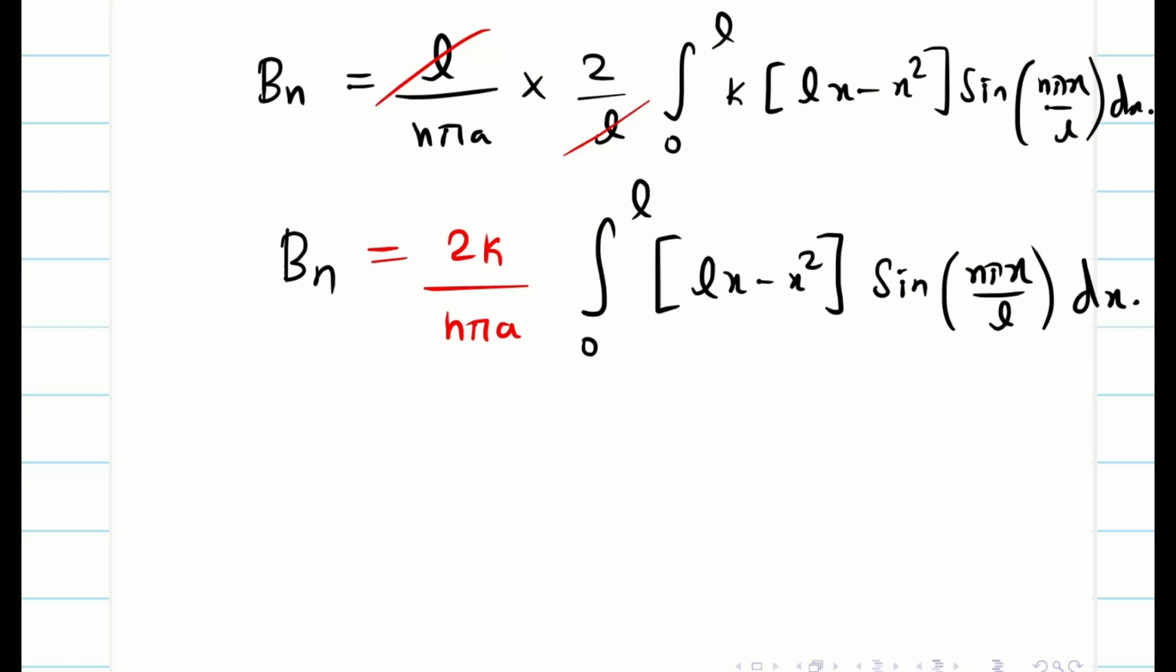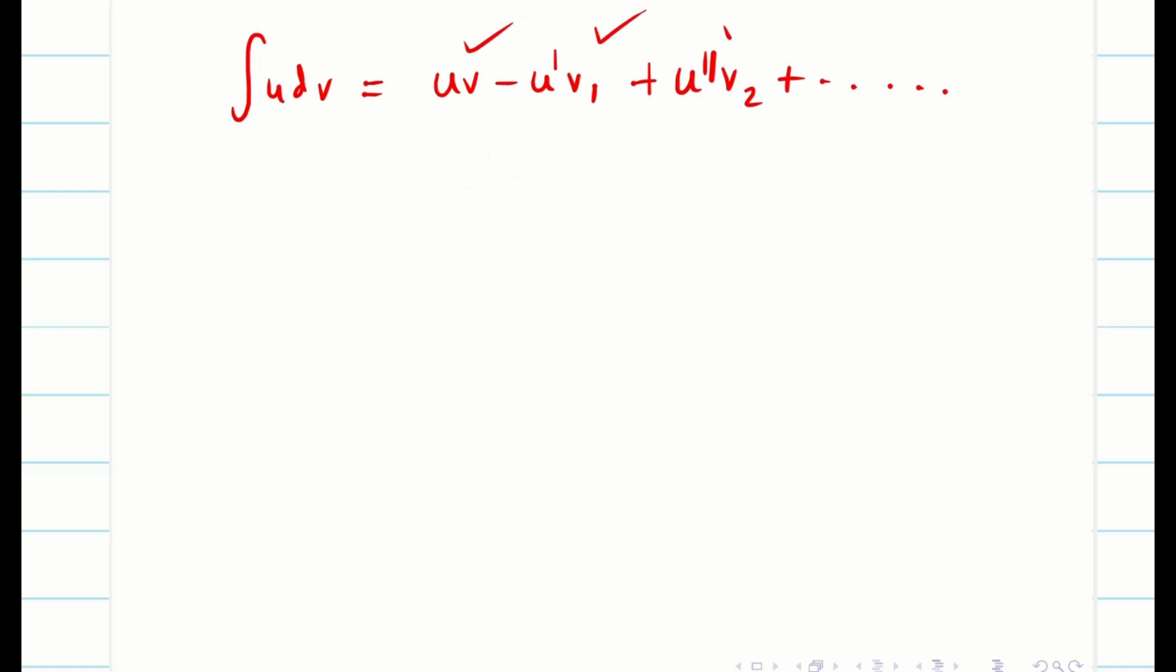Now using Bernoulli's formula, we are going to find the solution. Since the function has highest power 2, Bernoulli's formula is ∫u dv = uv − u′v1 + u″v2 − etc. Since the highest power of the function f(x) is 2, we see three terms exist.